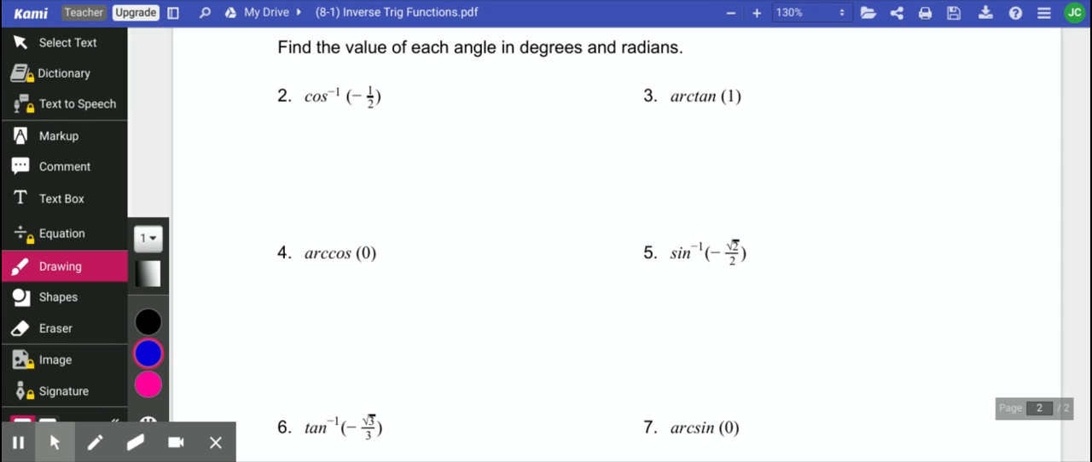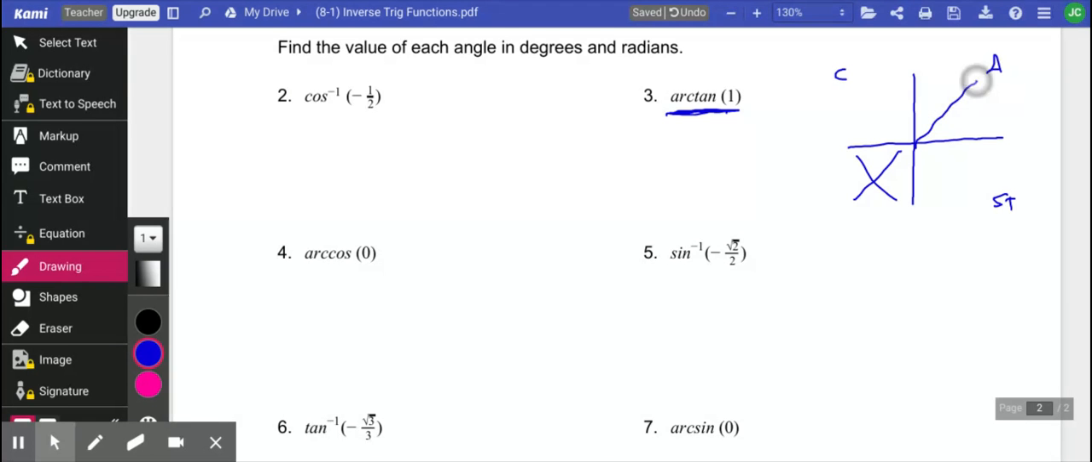So to do this, remember that arctangent means we are looking for an angle. We are looking for the angle whose tangent is 1. So we're going to draw this. So remember our CAST thing that we just talked about? Anytime we're dealing with a positive number, you're going to draw your triangle in the first quadrant. So draw this in the first quadrant.